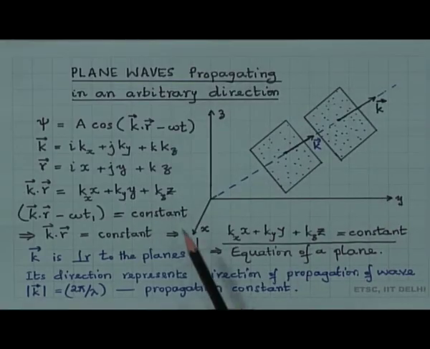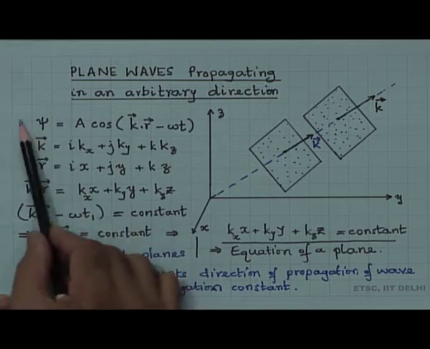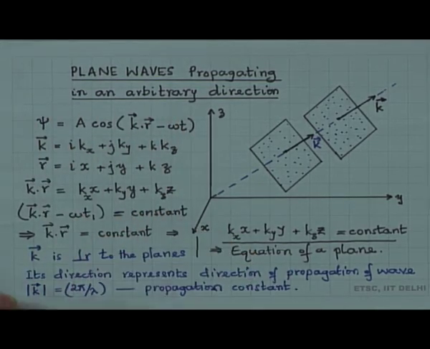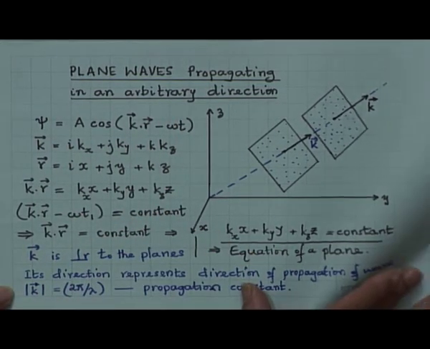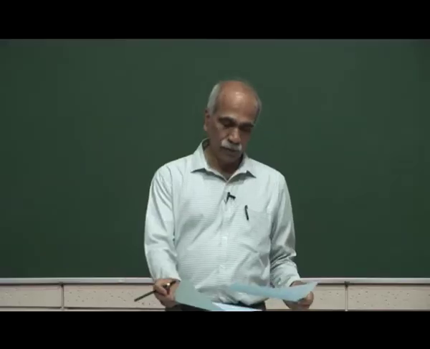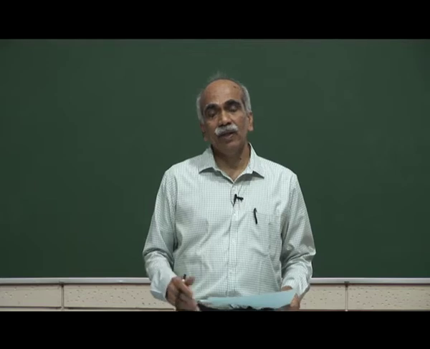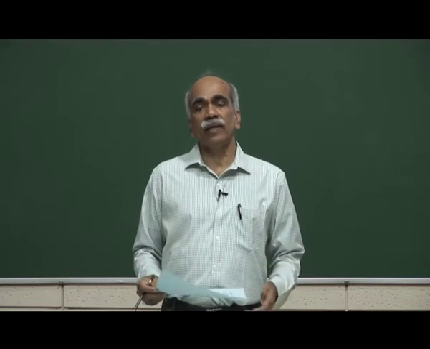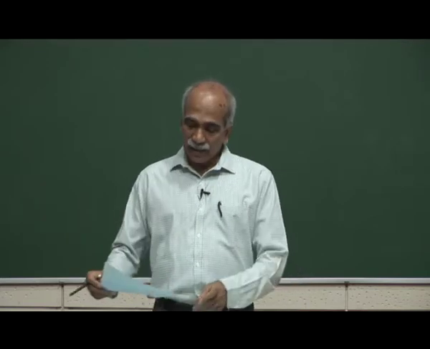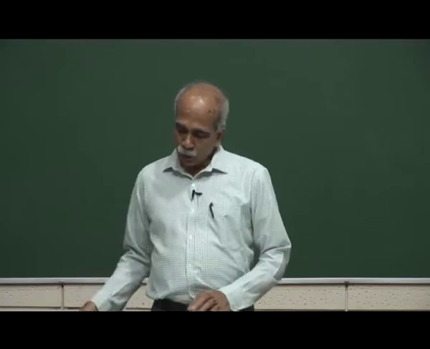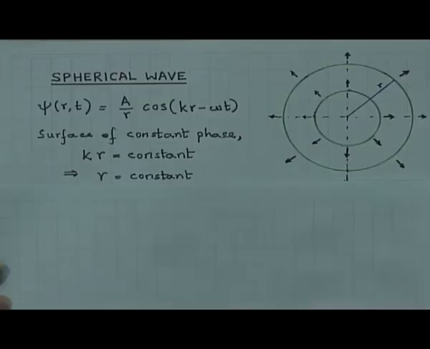So, this is the representation of a plane wave propagating in an arbitrary direction. Now, let us look at spherical waves. So, we have seen plane waves propagating along a particular direction and plane waves propagating in an arbitrary direction, and now spherical waves. So, what is a spherical wave? A spherical wave can be represented in this fashion.